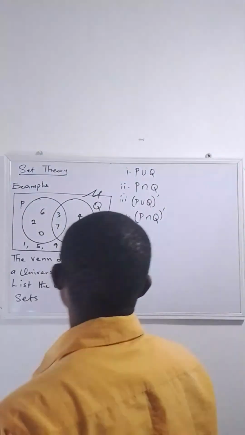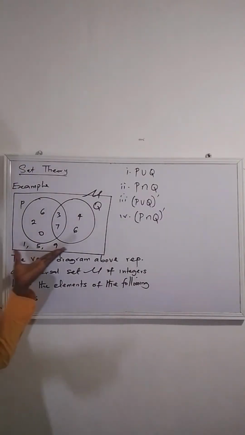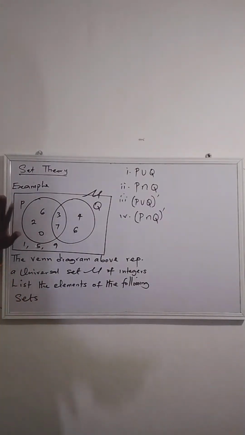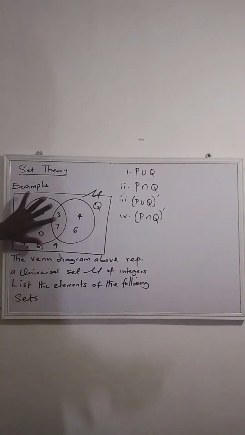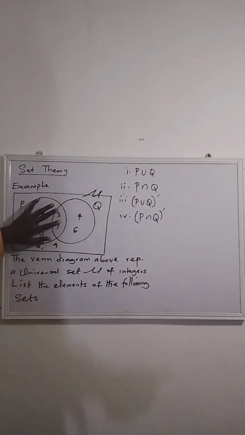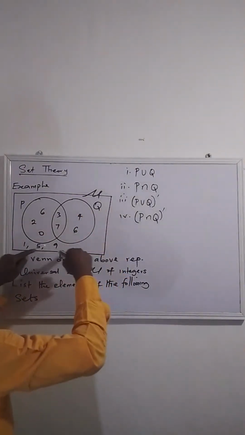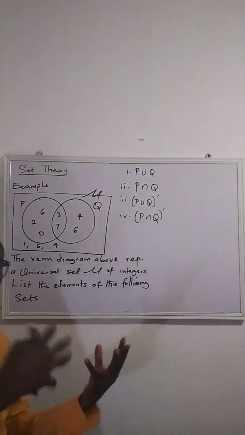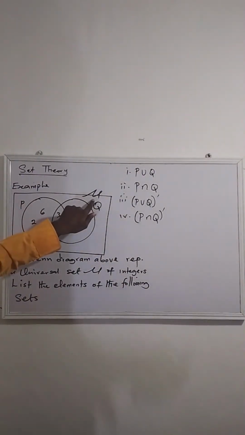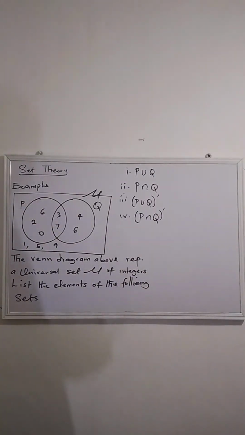Okay, now let's look at the question on the board. This is a Venn diagram. When you look at it, we have two subsets here, set P and set Q. They are subsets of the universal set, calling U. When I say subset, I mean a set in another set. Now, if I ask you how many elements are in set P, all you need to do is go to the circle of P. This is the circle of P. Count the number of elements.